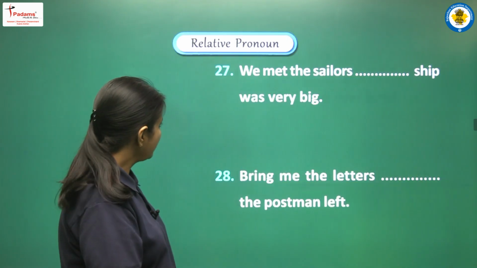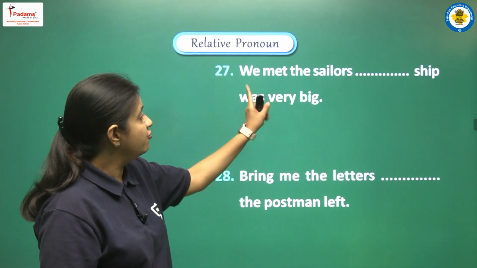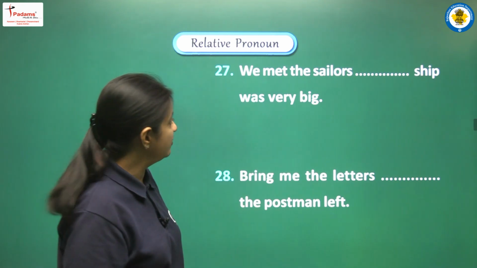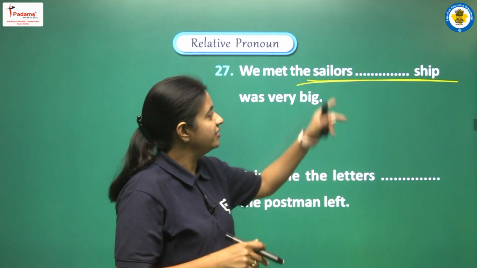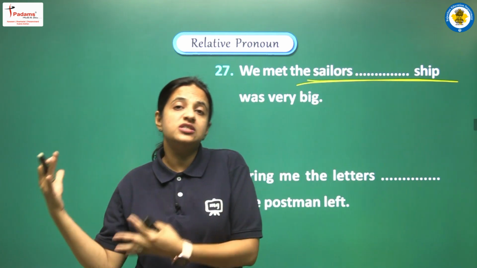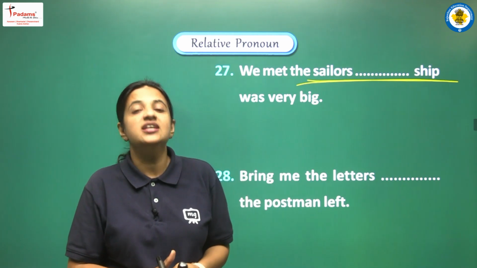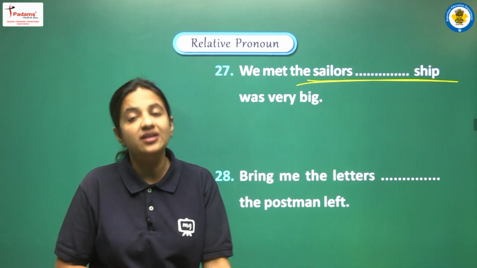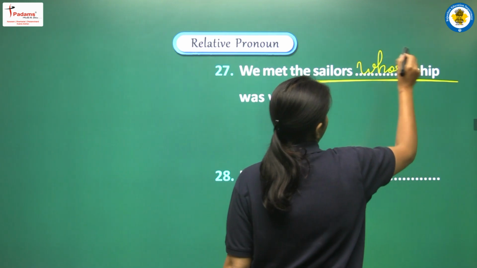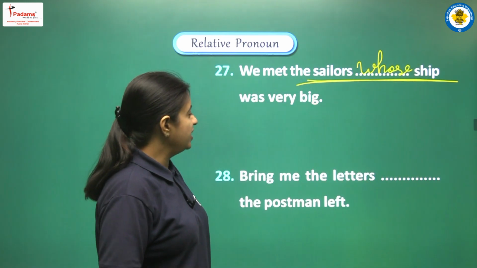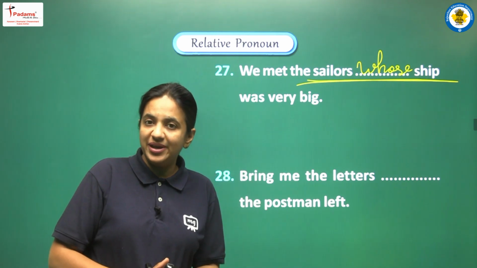Okay. Moving on, next sentence, we met the sailors, ship was very big. Again in this sentence we can see that we are trying to show the possession, right? We are trying to show that the ship belonged to the sailors. Okay, so whenever we are trying to show such kinds of relations, such kinds of possessions, that something is belonging to someone, we always have to use whose. So here in this blank also our answer will be whose, and the complete sentence will be, we met the sailors whose ship was very big.